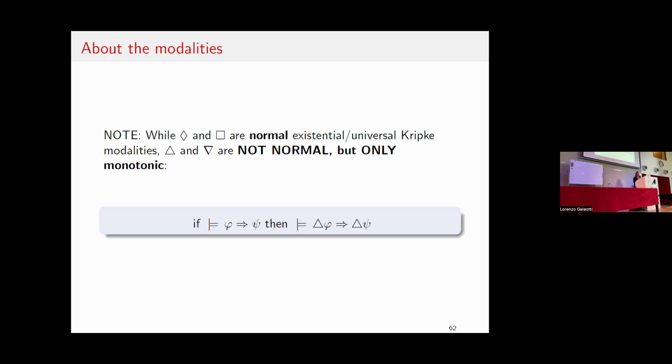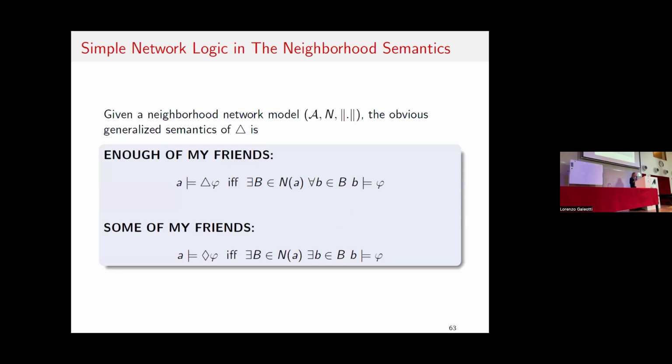Now, if you look at these modalities, then you see that the diamond and box modalities, for some friend who has phi, or all my friends have phi, are normal existential and universal Kripke modalities. They're similar to many modalities studied in the literature, but the triangle and the nabla modality are not normal modalities. But they do have a feature. They are monotonic modalities. So if phi implies psi, then triangle phi implies triangle psi. So they behave in a monotonic way, which is interesting because even if they're non-normal modalities, they do have very interesting features that allow us to do many things with them in a logical setting.